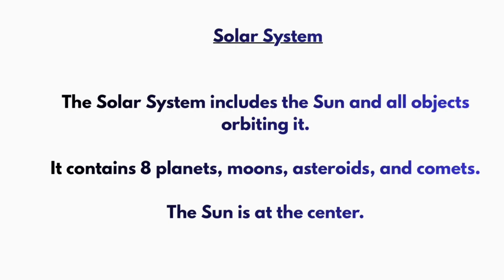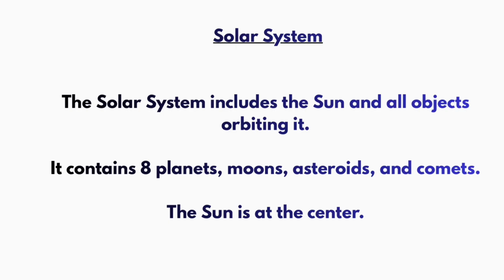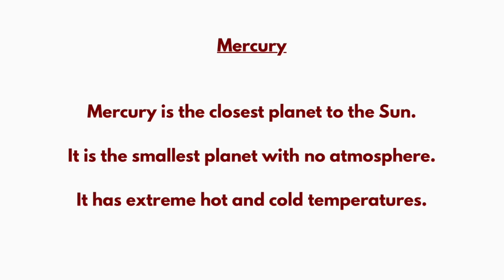So what did we study here? Earth grid helps locate places. Time zones help manage time, and the solar system is the sun and all the objects revolving around it. Now we will talk one by one about all the planets.